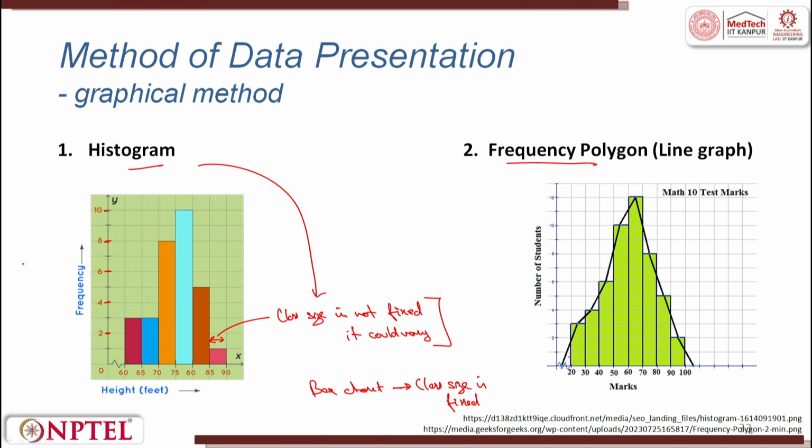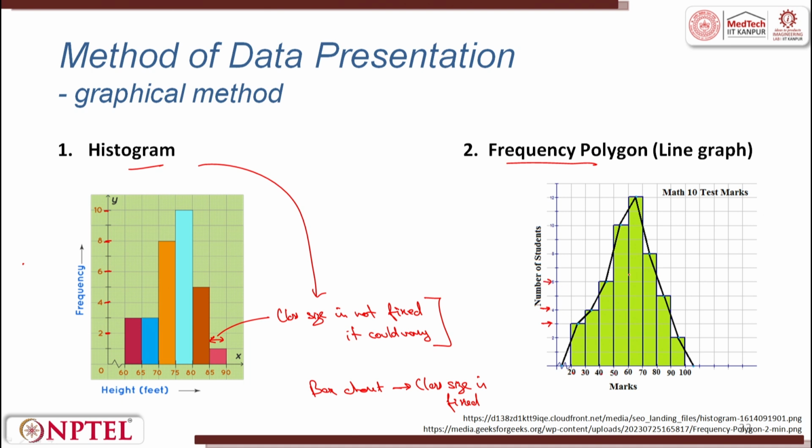How do we draw the frequency polygon? What I am doing is from 20 to 30, 40 to 50, what are the number of observations coming between 20 to 30? For example, the number of students who have got marks between 20 to 30 is 3. Number of students who have scored marks between 30 to 40 is 4. Those who scored marks between 40 to 50 is 6.